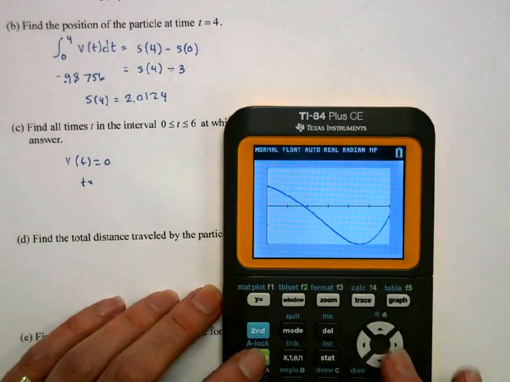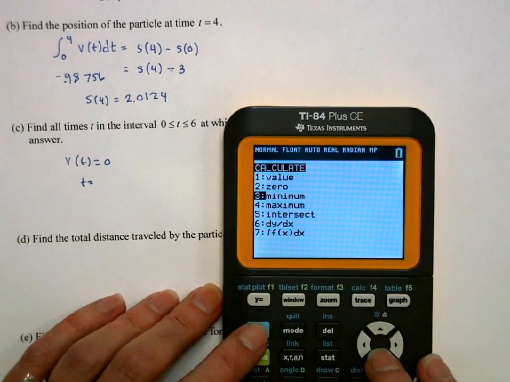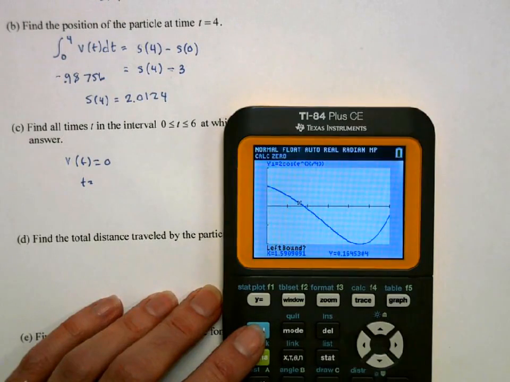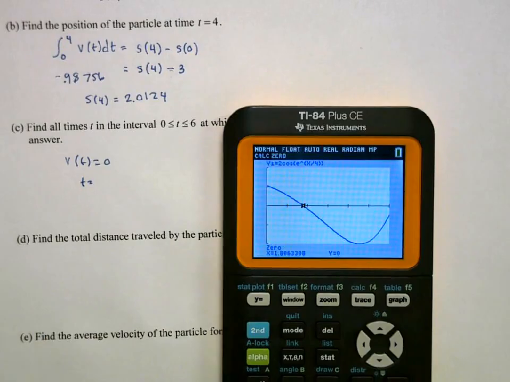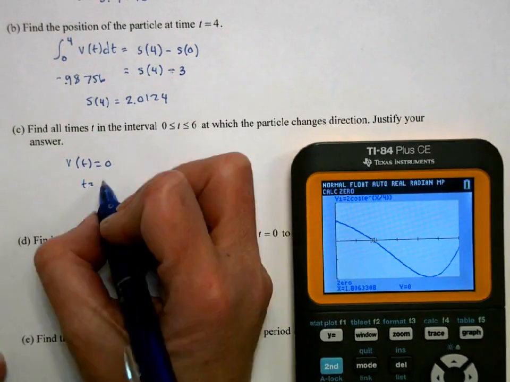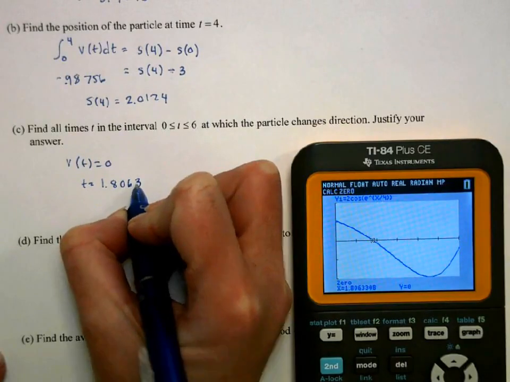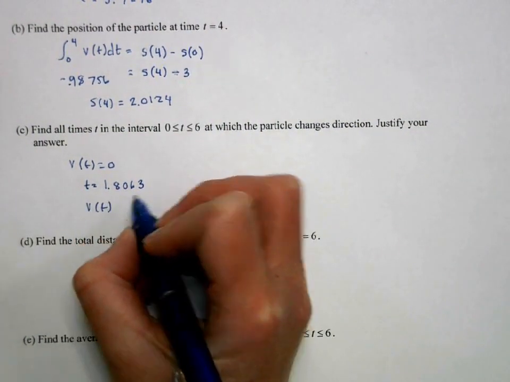Okay, so now we're going to use that calculate menu again, and I want to calculate the zero. I want to go to the left of it, to the right of it, and enter, and we get 1.8063. Justify our answer: v(t) changes signs.